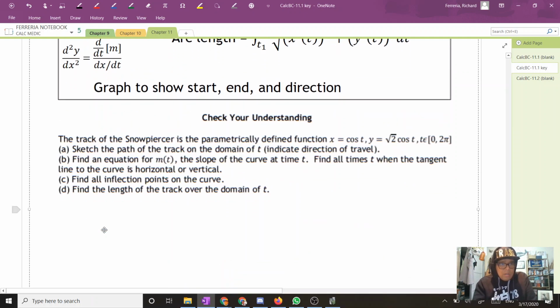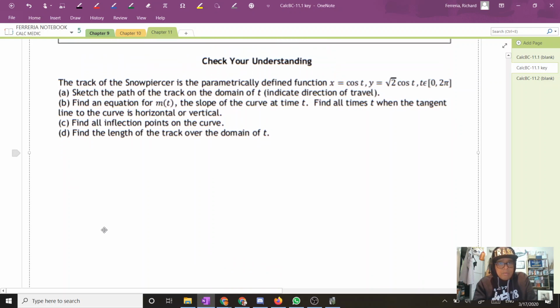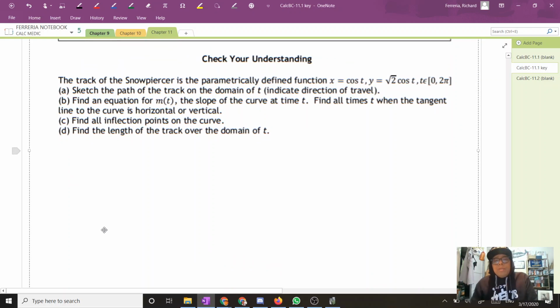Okay, we're going to go ahead and try to figure these out. The track of Snowpiercer is parametrically defined by cosine t and root 2 cosine t between 0 and 2 pi. First, we're going to sketch that graph. We're going to find the equation of slope, and then find all the times t where the tangent line to the graph is either horizontal or vertical. Find the inflection points, and find the length of the track over the domain of t. So these are pretty gnarly problems.